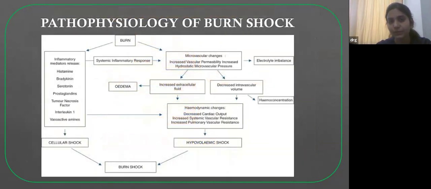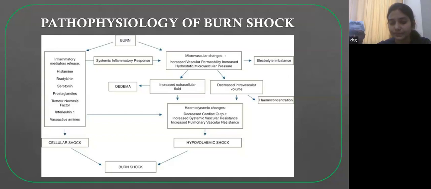This is the pathophysiology of burn shock. In a burn, there is an inflammatory mediator release, such as histamine, bradykinin, serotonin, prostaglandins, tumor necrosis factor, interleukin-1, and vasopressin, that will cause cellular shock and that will cause burn shock. The release of the inflammatory mediators will cause a systemic inflammatory response that will cause microvascular changes, such as increased vascular permeability and increased hydrostatic microvascular pressure, and that will cause increased extracellular fluid and edema. And these microvascular changes will cause hemodynamic changes and will cause hypovolemic shock and burn shock.